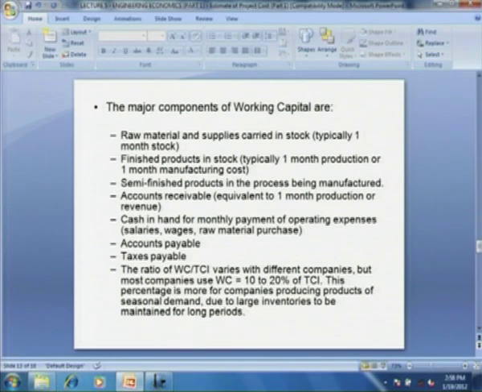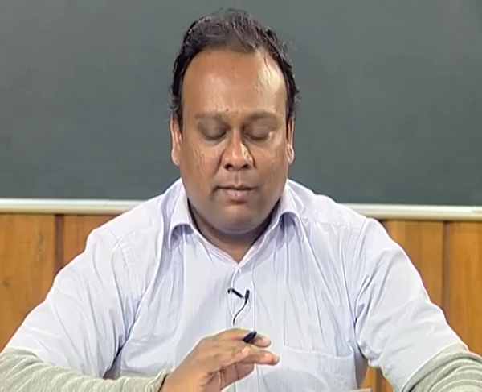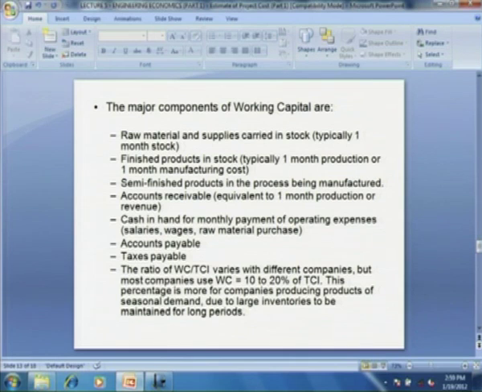Whatever you produce may not sell immediately, therefore, you have to keep the products in stock. Typically, this is more important for products with seasonal demand, like for example, fertilizer. Urea may be produced all over the year, but it sells only during the crop seasons, Kharif and Rabi seasons. Therefore, after manufacturing, you have to store the finished product for a considerable period. Typically, 1 month of production or 1 month of manufacturing cost is taken as the finished products in stock, that is a thumb rule. Then semi-finished products in process being manufactured, then accounts receivable.